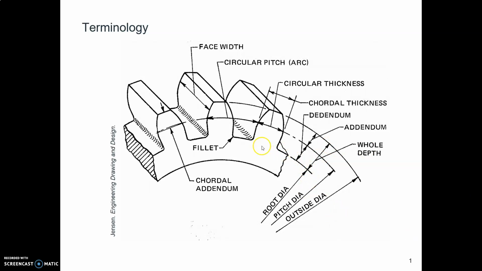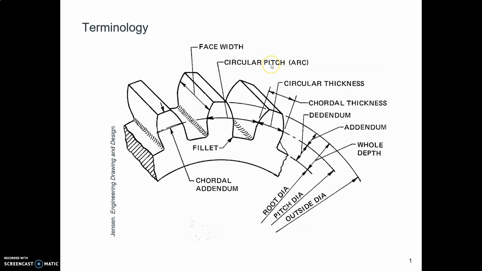Down here at the bottom of the tooth, that's the root diameter, and out here at the outside of the tooth is the outside diameter. Now, let's just work our way through methodically. The face width is how thick that gear blank was when you cut a slice off of the round stuff. When you're making the gear, how thick is that slice of metal? That's the face width.